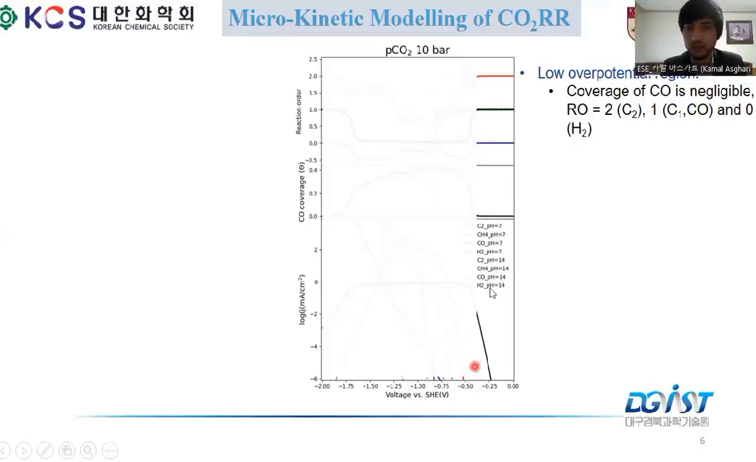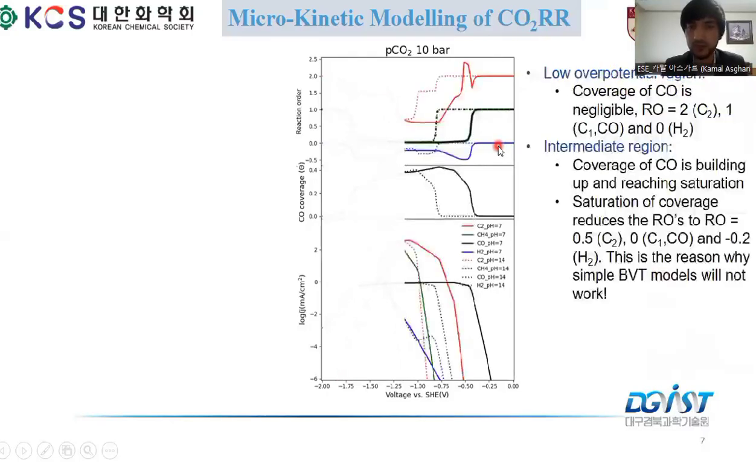In the lower potential region, the coverage of carbon monoxide is 0. So the reaction order is 2 for C2 product, 1 for C1 product, and 0 for hydrogen. Increasing the potential, in the intermediate region, we can see carbon monoxide coverage is building up and reaching saturation, which reduces the reaction order to 0.5 for C2 product and 0 for C1 product, while minus 0.2 for hydrogen. So this is the reason why simple Butler-Volmer models will not work.